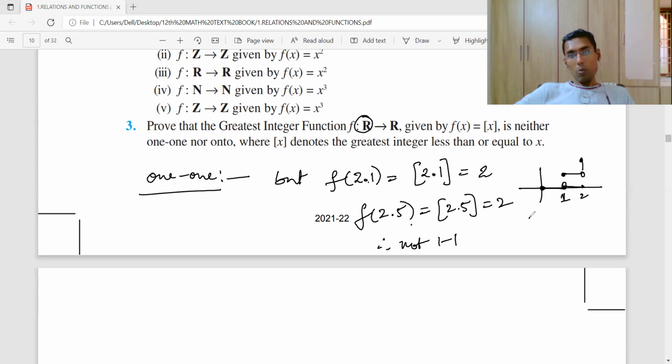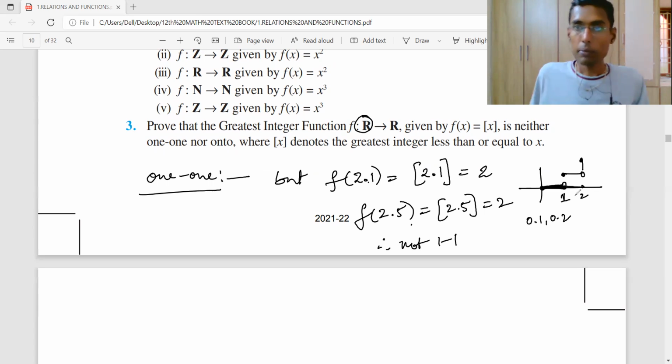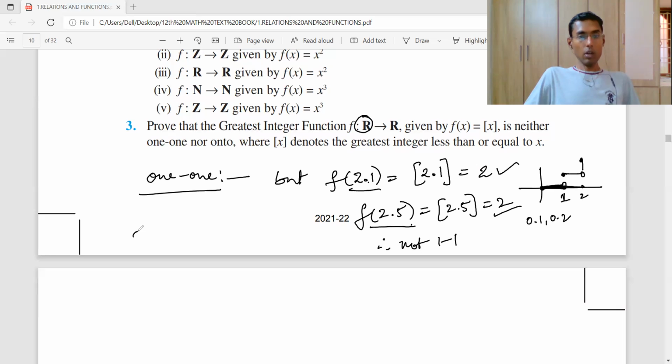That means what? 0.1, 0.2, 0. All will have 0 only. Image is 0 only. Okay. Yes, sir. So next, onto or not? One example I give. Different elements have the same image. That's enough. Onto, onto what?